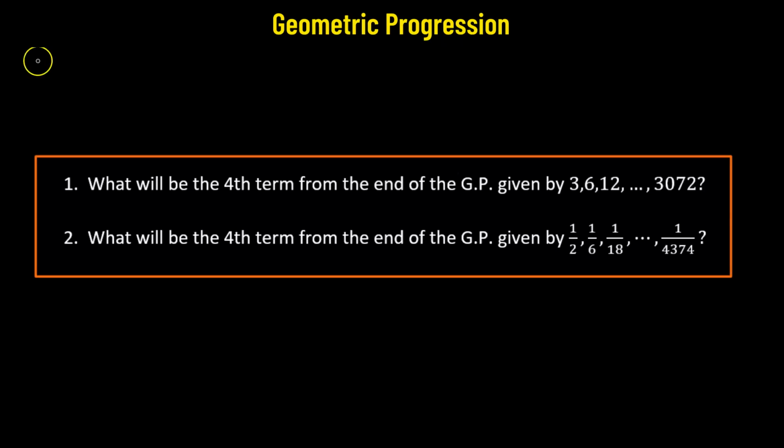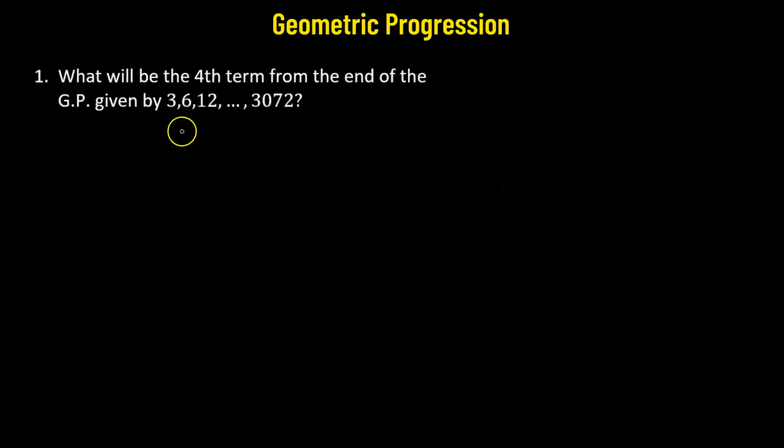So here we need to obtain the terms from the end of a given geometric progression. We have two different geometric progressions. So let's begin with one. So in this particular problem, we have a geometric progression. Let's define the common ratio first.